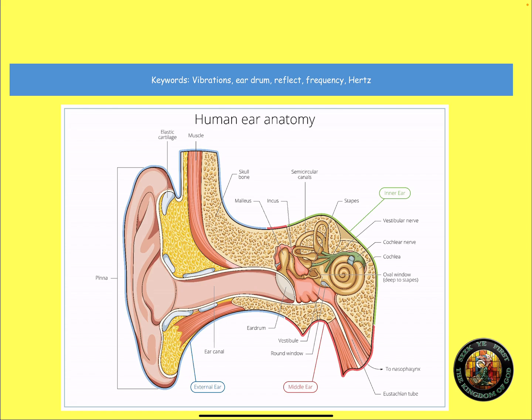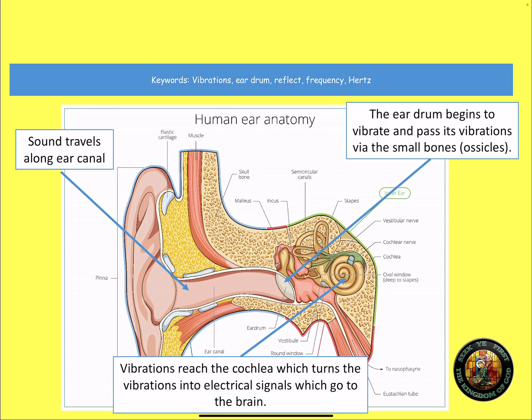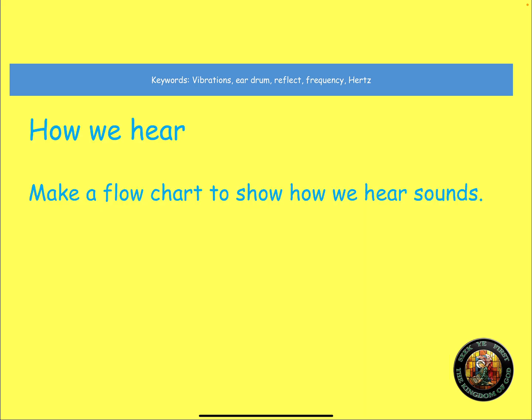So this is a picture of the ear. You can see that sound travels along the ear canal. Ear drums begin to vibrate and pass the vibration via the small bones called ossicles. And the vibrations reach the cochlea, which turns the vibrations into electrical signals which go to the brain. Make a flowchart to show how we hear sounds. Okay, once you've done that, let's move on.